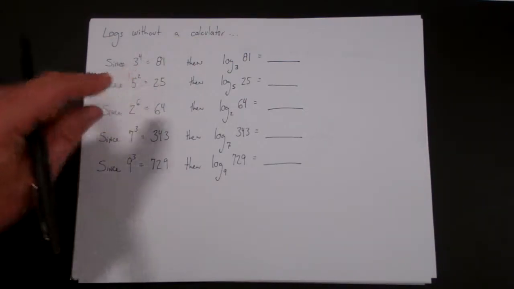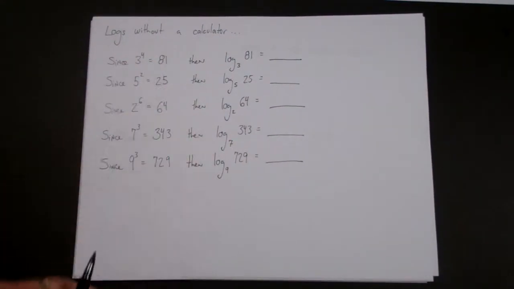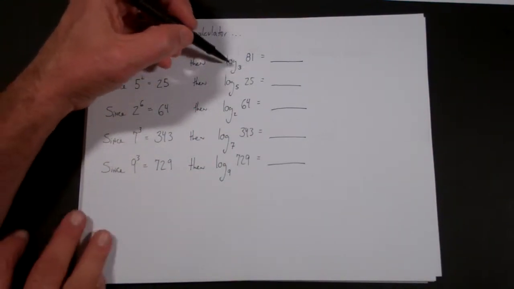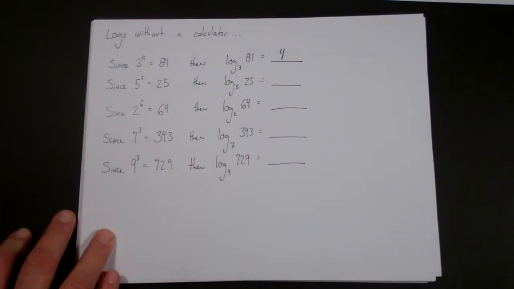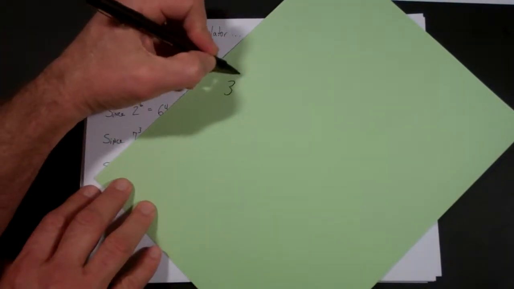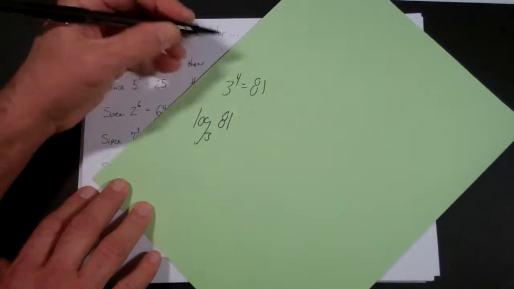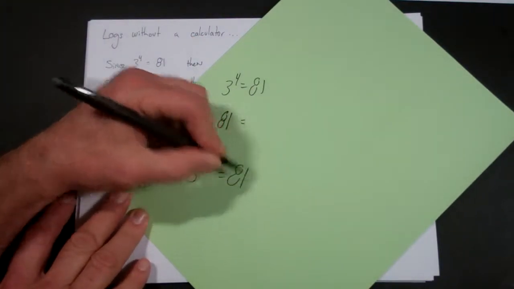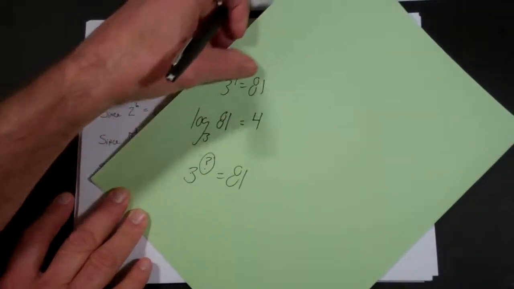So we know that 3 to the 4th is 81. If 3 to the 4th is 81, then I will tell you that the third log of 81 is going to be 4. What you do here is you simply do this. If you want to find out what the third log of 81 is, you simply answer this question: 3 to what power is 81? And 3 to the 4th is 81, so the third log of 81 is 4.